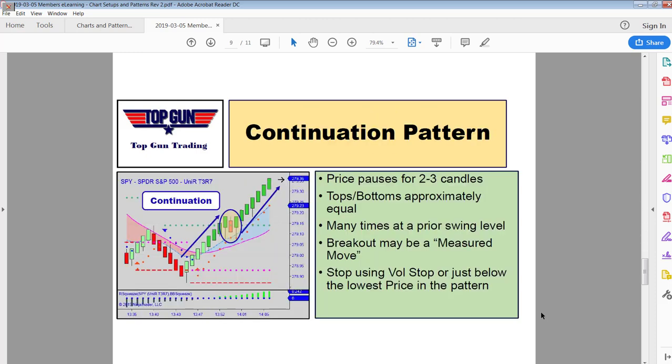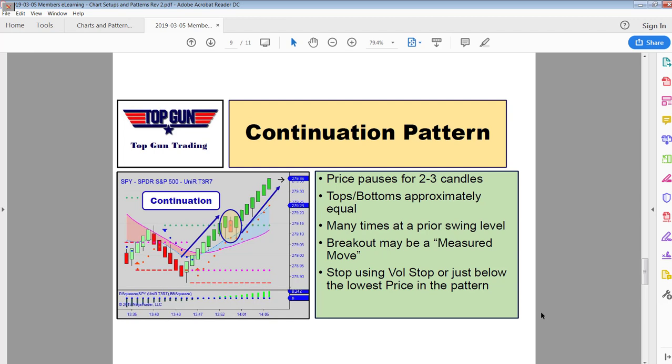All right. I think the last one I like to talk about is a continuation pattern. It happens extremely frequently. It's hard to judge, and they do have a tendency to possibly have a lot of fake outs here. Fake out breakouts.